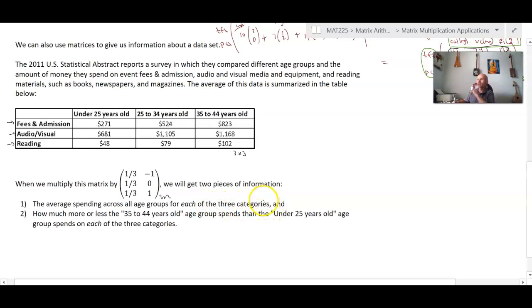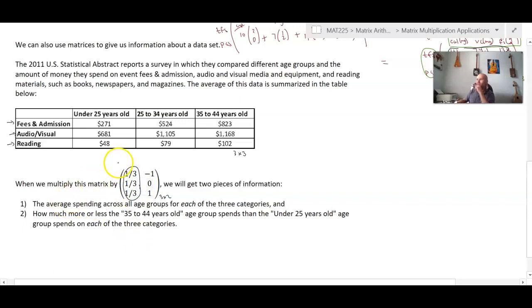In other words, if I want to know on average how much do people from 0 to 44 spend on fees and admission, assuming they're the same number of people in each age group, then I can calculate the sum of these 3 values divided by 3. I can do the same thing for audio visual. Add up 681, 1105, 1168, divide by 3. Same thing for reading. And you can see that there's a 1/3 in that column.